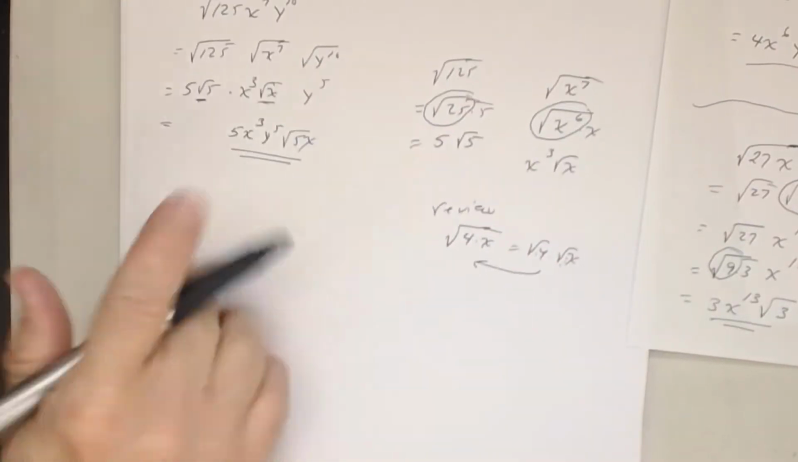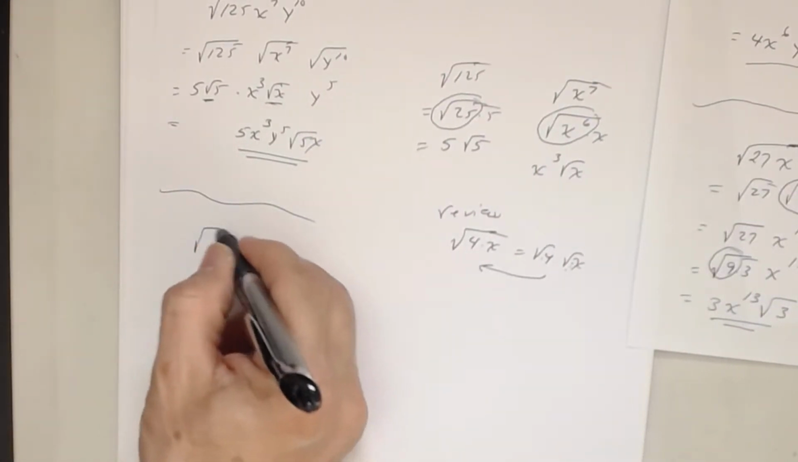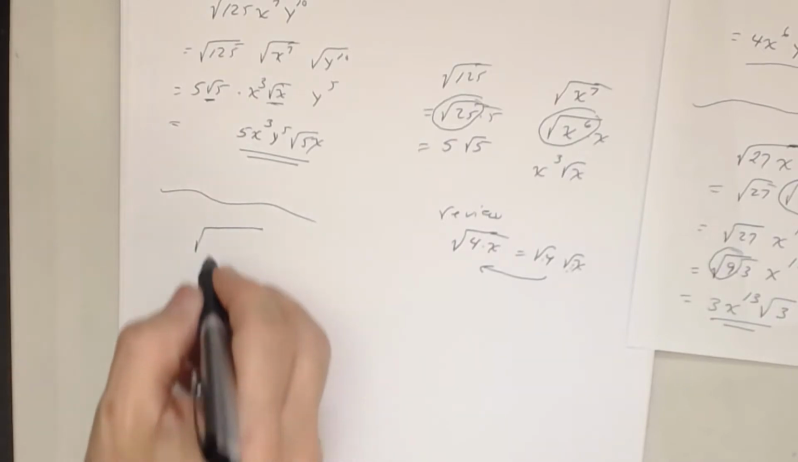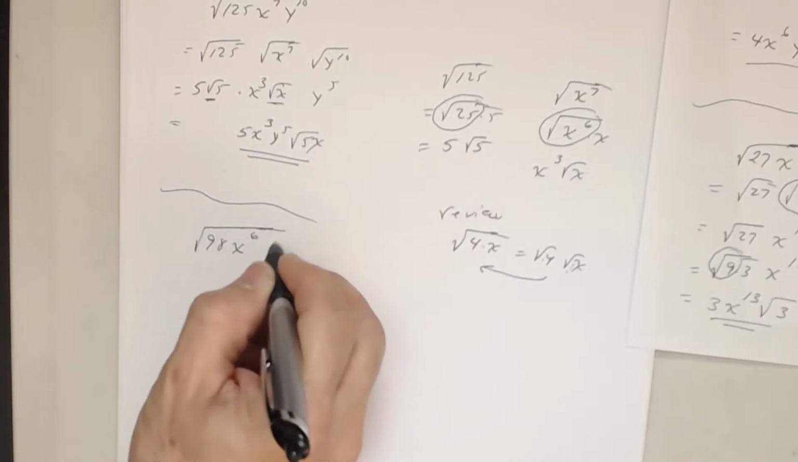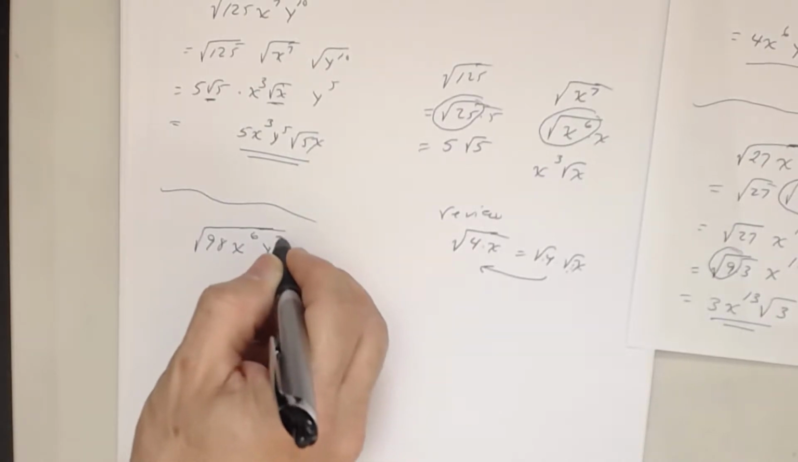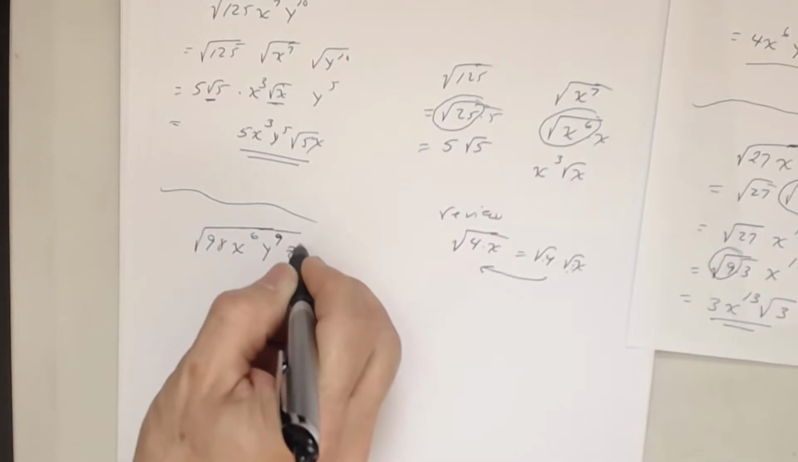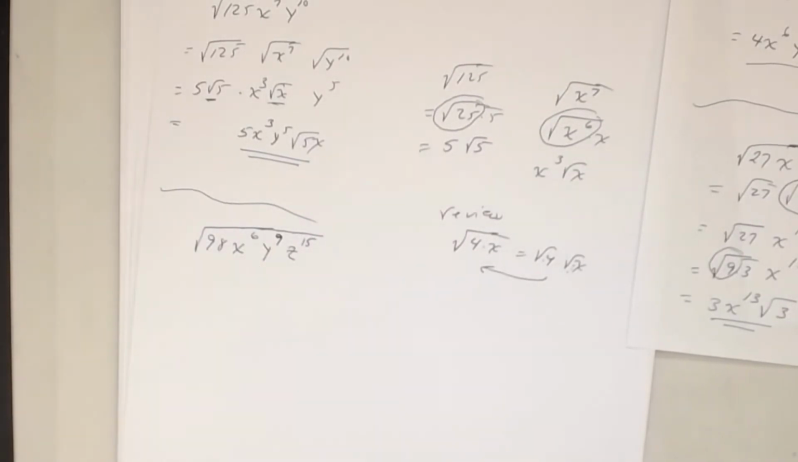All right, what if you had this? Let's do another one like that. So what if you had the square root of 98 x to the 6th y to the 9th z to the 15th. So square root of 98 x to the 6th y to the 9th z to the 15th. A lot of things there, so break it down though. It's not as easy as the worksheet you turned in today. That worksheet was easy compared to this one.